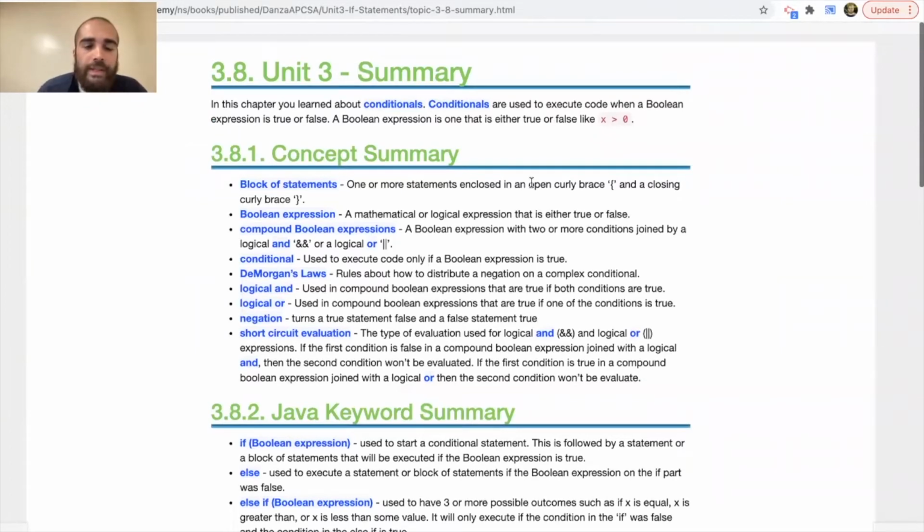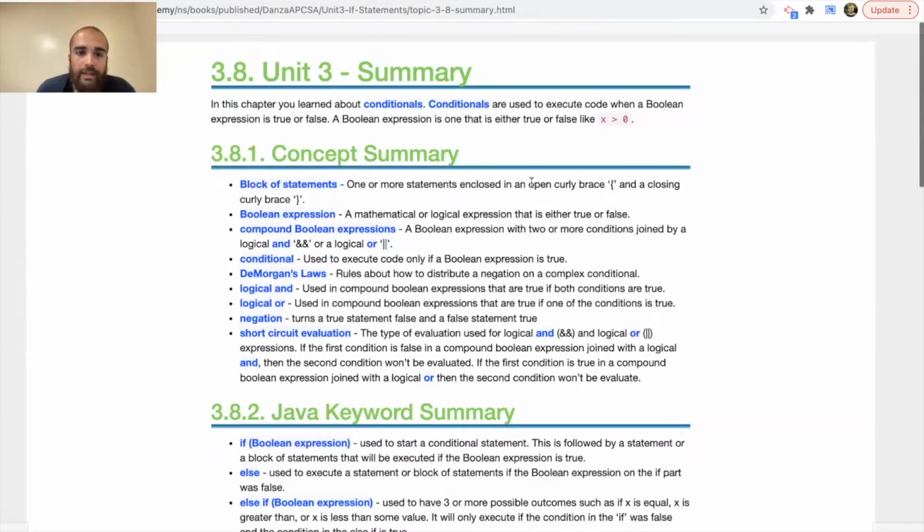All right. This is 3.8 Unit 3 summary. It says in this chapter, you learned about conditionals, and we learned a lot about conditionals. If you knew what conditionals were, which many of you did, hopefully this helped solidify your understanding of conditionals. So conditionals are used to execute code when a Boolean expression is true or false. Two values, yes or no, true or false, on or off, 0 or 1, 1 or 0. A Boolean expression is one that is either true or false, like x is greater than 0.